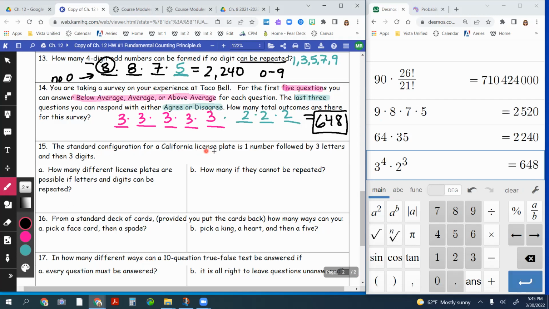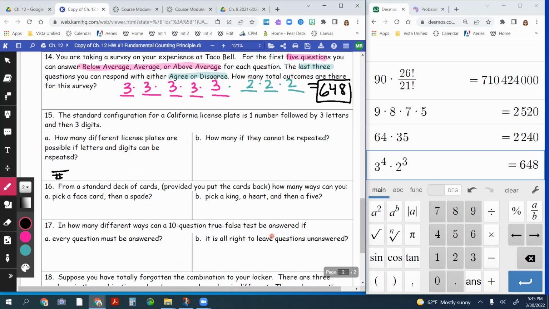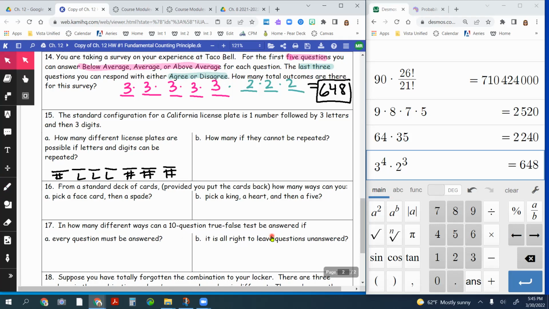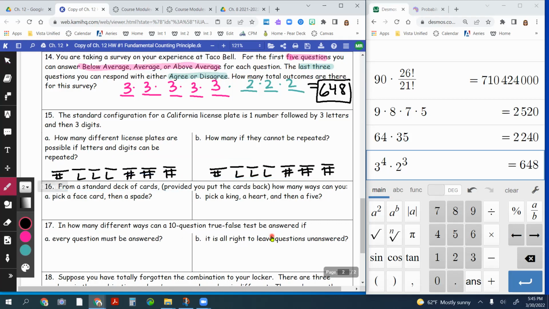Number 15, the standard configuration for a California license plate is one number followed by 3 letters and then 3 digits. How many different license plates are possible if letters and digits can be repeated? Okay, so we basically have a number and then letter, letter, letter, and then number, number, number. So here, if it can be repeated, for the numbers, we're gonna have the digits 0 through 9, which means you've got 10 choices for each of the digits. And then for the letters, you're gonna have 26 letters.